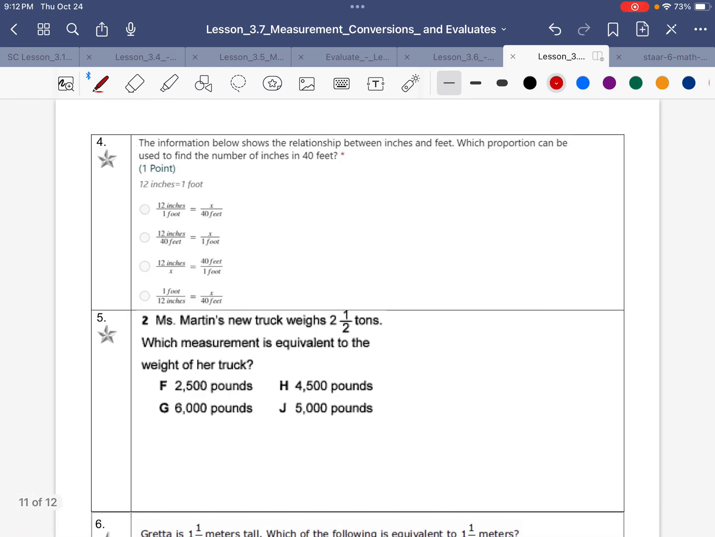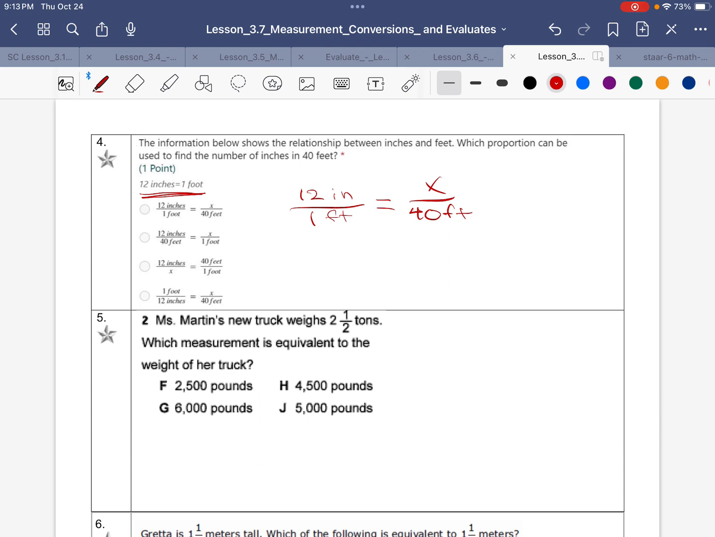The information below shows the relationship between inches and feet. Which proportion can be used to find the number of inches in 40 feet? So they already gave it to you: 12 inches equals 1 foot. If we were to write it as a fraction, 12 inches over 1 foot, and to figure this out, we would put our 40 with our feet, and our x with our inches. So we're trying to figure out the inches.